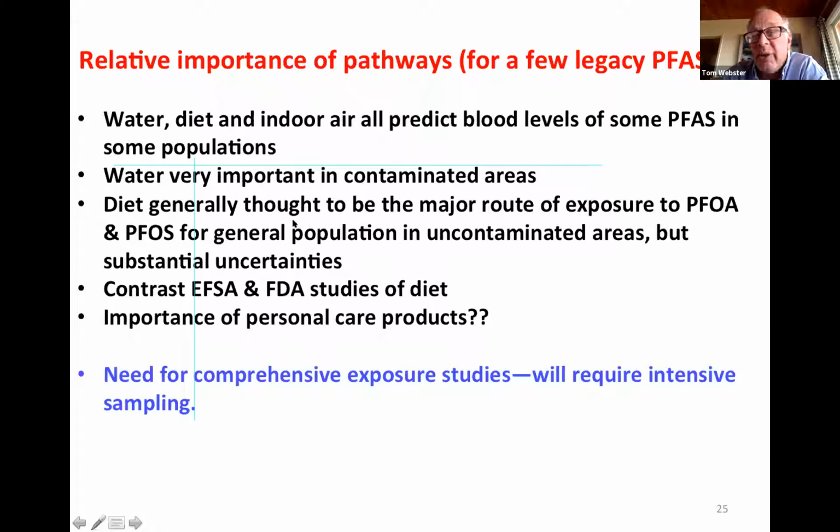That diet is generally thought to be the major route of exposure in general populations, but I think that it's very uncertain, and we don't really know very much about diet. So this is underlined by a comparison of the recent studies that came out of the European Food Safety Authority, and just this last year, a study by FDA of PFAS and diet, and they kind of reach very different conclusions. So I think we need a lot more work on diet. And again, we know almost nothing about personal care products at this point. So we really need comprehensive exposure studies, and this is going to require intensive sampling to really figure this out.